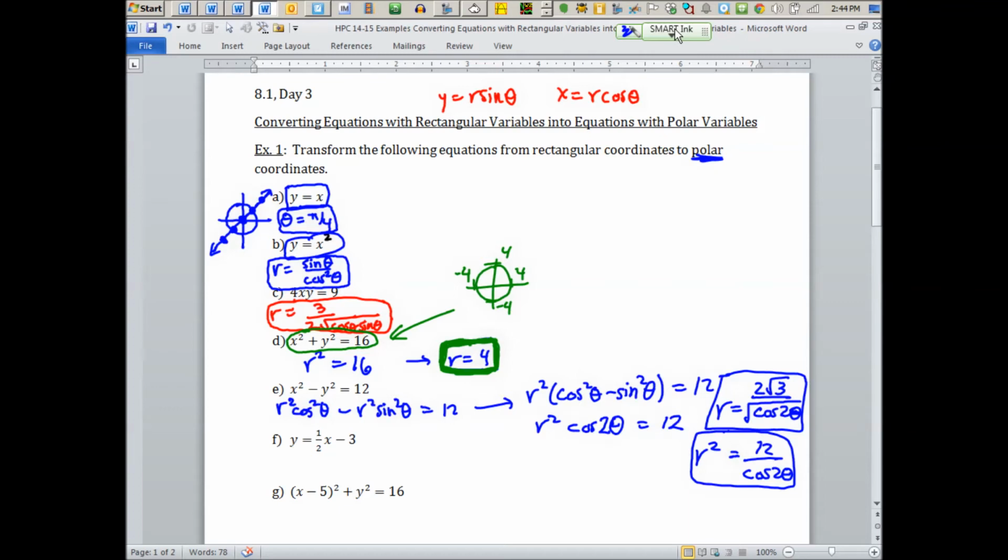The next one we would write, the left side is r sine theta, and the right side as 1/2 r cos theta minus 3. Let's at least get the terms that have r in them to the left side. And let's also clear that fraction. So let's just multiply everything by 2. So we end up basically with 2r sine theta, and I'm going to go ahead and subtract that r cos theta to the left.